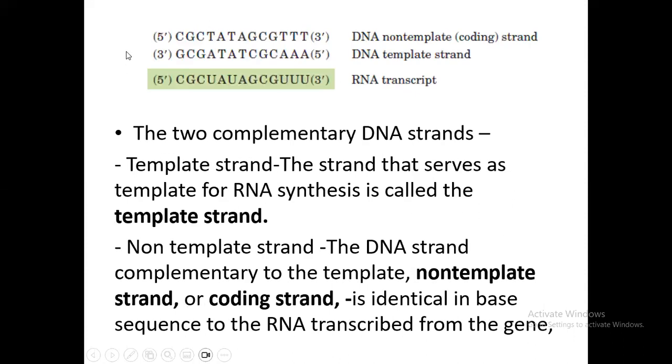So, there are two strands in the DNA. One is the 5' to 3' strand, and the other is the 3' to 5' strand. The 3' to 5' strand of DNA acts as the template strand, and the sequence of RNA that is synthesized is complementary to the 3' to 5' strand and identical to the other strand, that is the 5' to 3' strand. Hence, this strand is also known as the non-template strand or the coding strand.